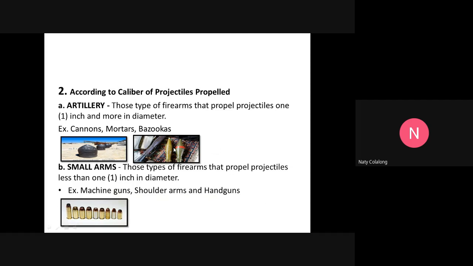naipropel na projectiles. And then for small arms, those type of firearms that propel projectiles less than 1 inch in diameter. So ang mga firearms na gumagamit nito, we have machine guns, shoulder arms, and handguns. So ito po yung mga ginagamit na projectiles.